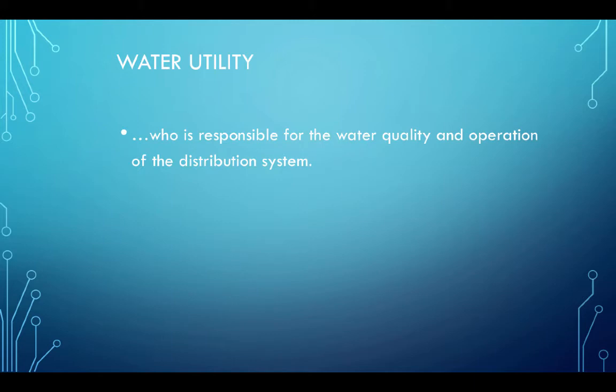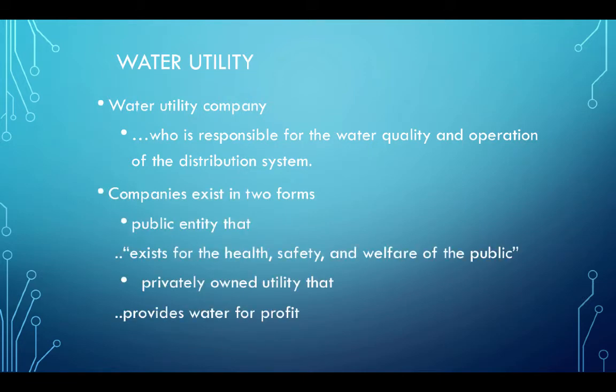So the water utility is who is responsible for quality and operation of the distribution system. They can be public companies, which exist for the health, safety, and welfare of the public, or a privately owned utility that provides water for profit. Both of these exist in the United States. They're both effective. They produce quality water, and the health and safety of the public is generally not threatened, Flint, Michigan being a recent notable exception.